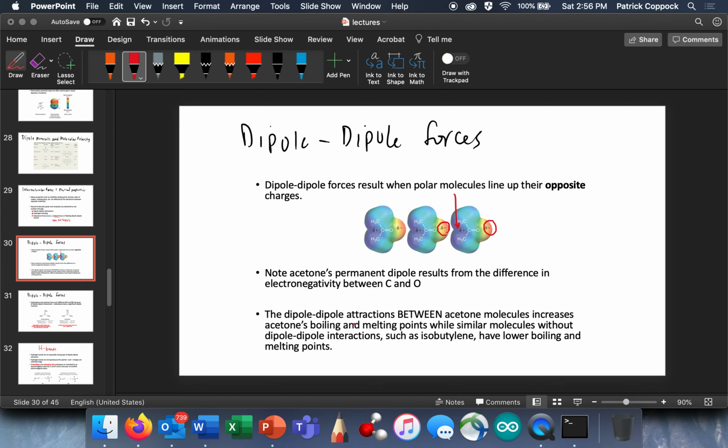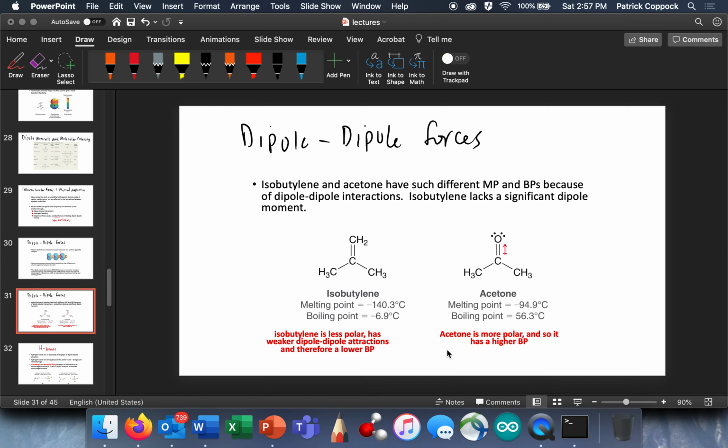The dipole-dipole attractions between the acetone molecules increase the acetone's boiling point and melting point. In other words, they want to stick around together. They don't want to go up into the air like a gas, right? So because they have this dipole-dipole force, they have a higher boiling point and a higher melting point than similar molecules without the interaction, such as isobutylene, which we've got a picture of here. Look at isobutylene and acetone. They're very similar molecules, similar in mass and similar in shape. But look at this dramatic difference in their boiling points.